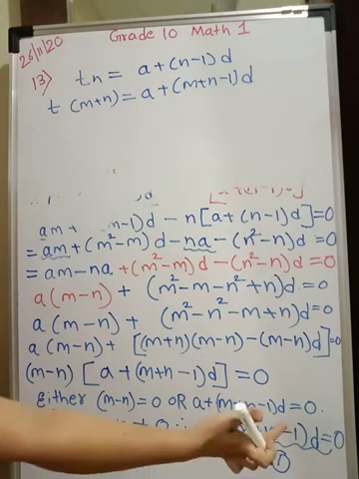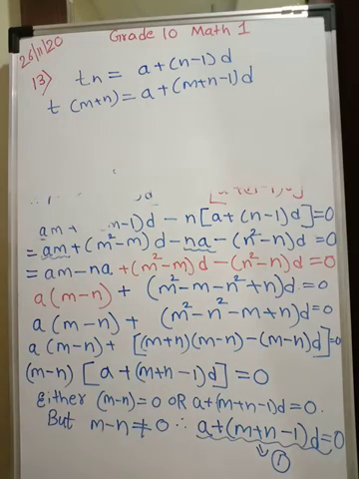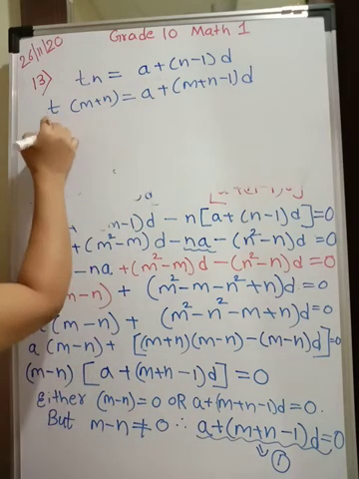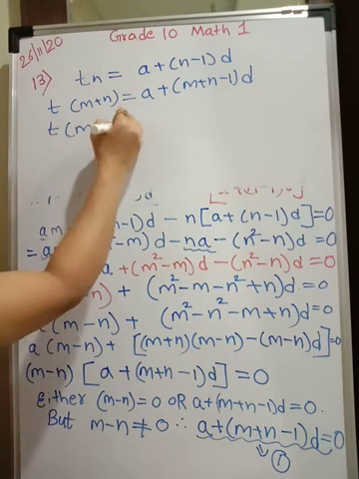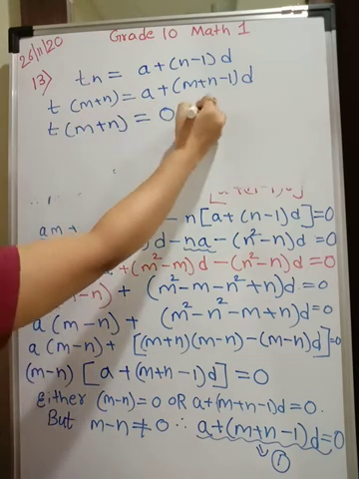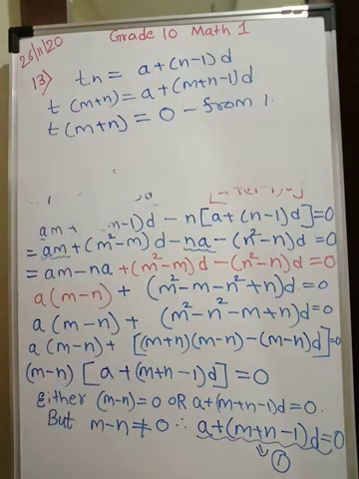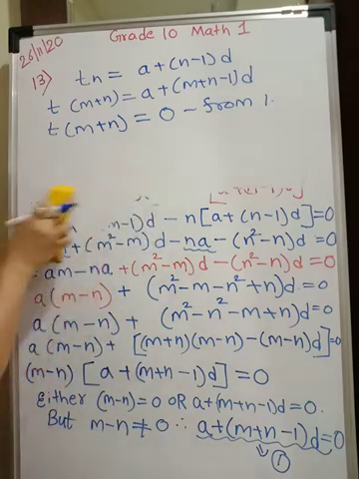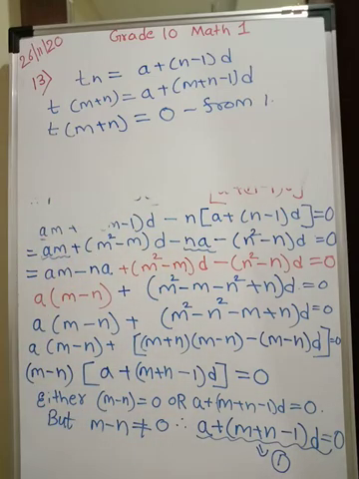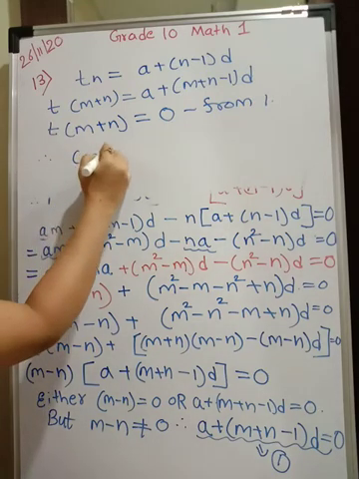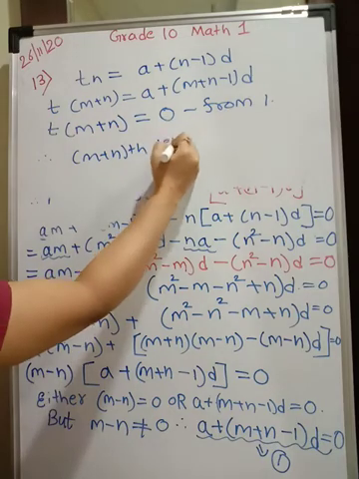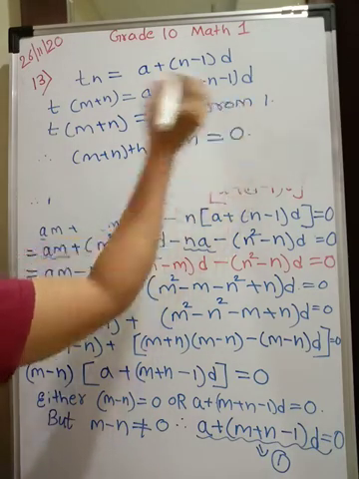This whole bracket is equal to 0. See, this whole bracket is equal to 0. So we can write T of m plus n is equal to 0 from 1. Okay. So m plus nth term is 0. You can write at the end. Therefore, m plus nth term is equal to 0. I hope you have understood.